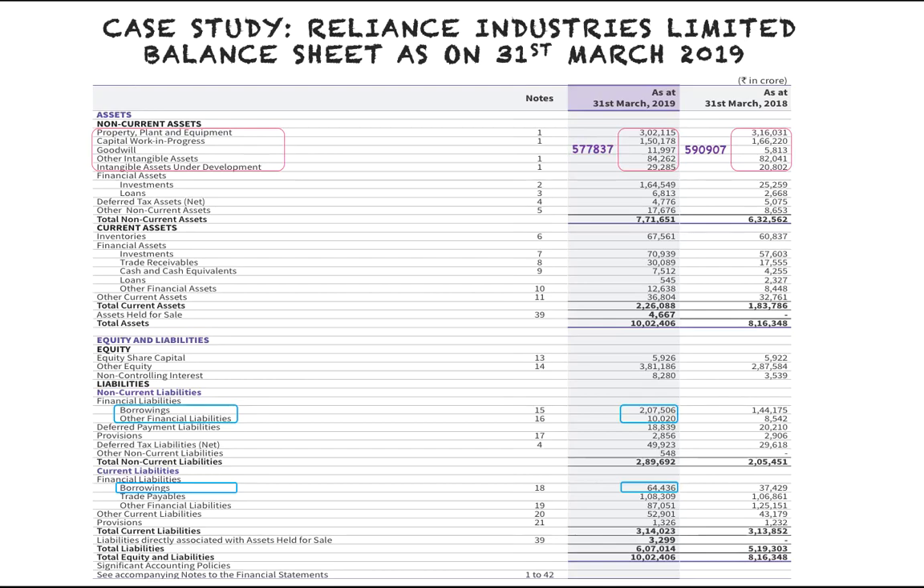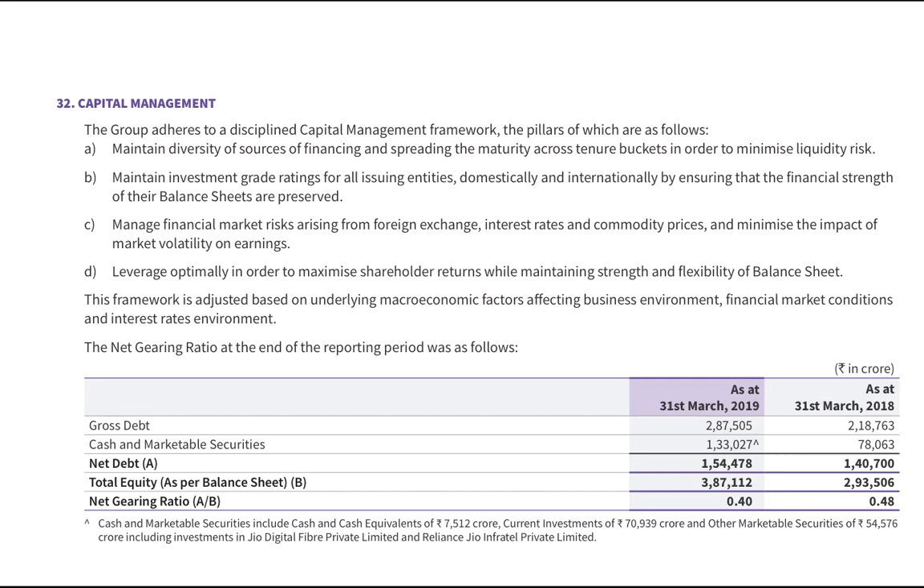What I will do is go to the analytical note on borrowings, which is note number 32, on capital management. You can read how the company does capital management, but more importantly, there is a table below which shows you gross debt, which has grown from 2,18,000 crore to 2,87,000 crore. That is all your current and non-current together. But from the gross debt, you always subtract your cash and marketable securities, meaning something which can mature in 1 or 2 days. Within 1 or 2 days, that cash and bank balances or the securities are available to you if you have to pay your debts.